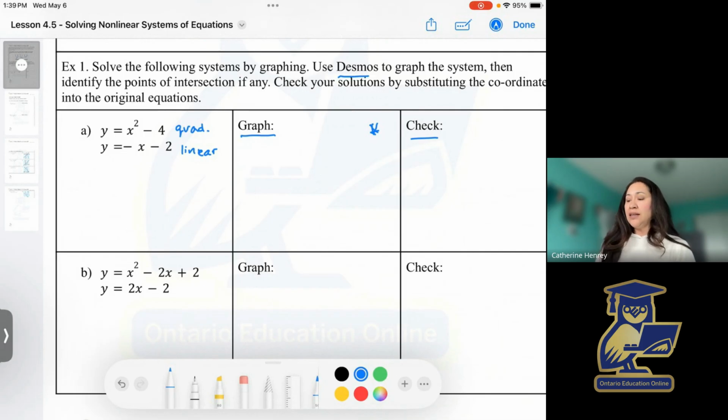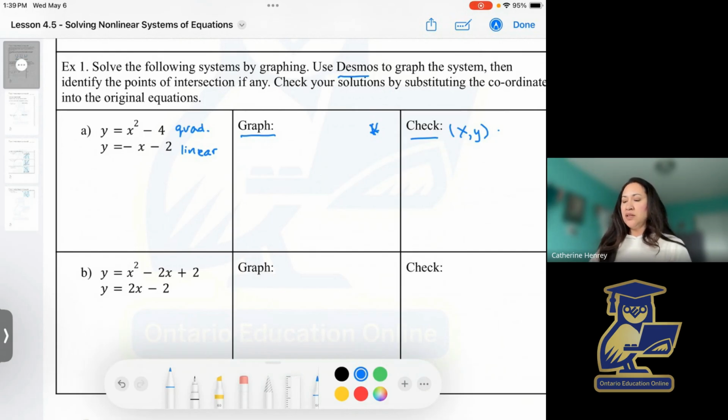Next, once you get that x and that y coordinate, I want you to go back and plug this into either the linear or the quadratic function, the original ones, and then check to see if you're correct.